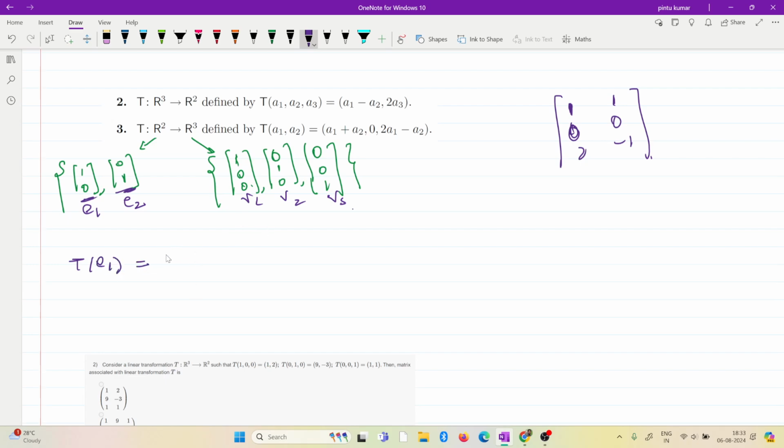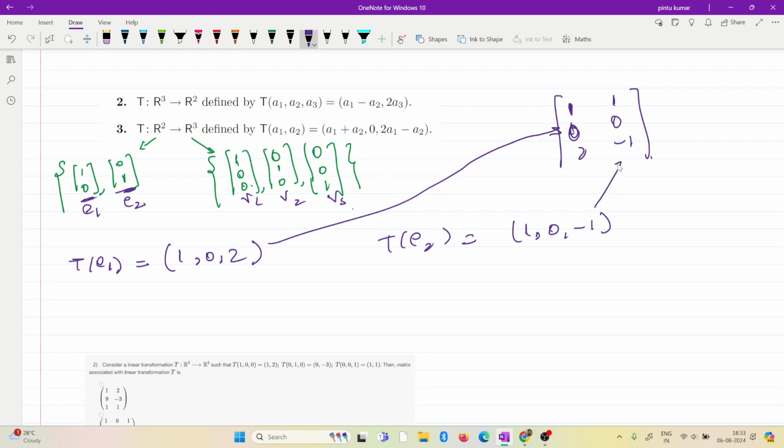This is 1, 0, and T of E2 is again 1, 0, minus 1. Okay, so we just need to write these as columns and you will obtain your answer.